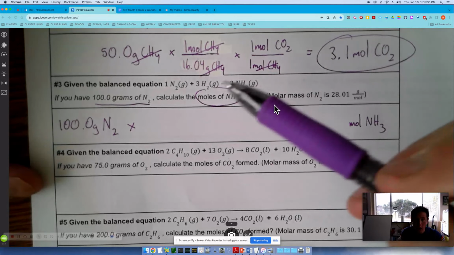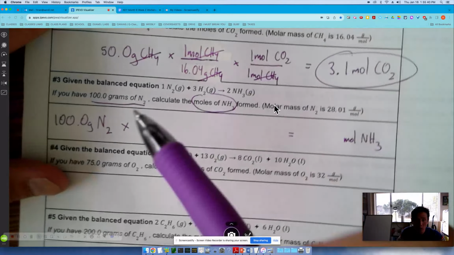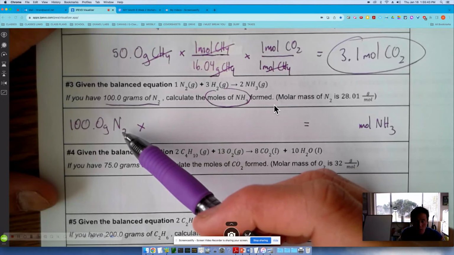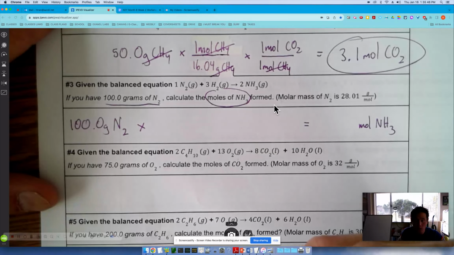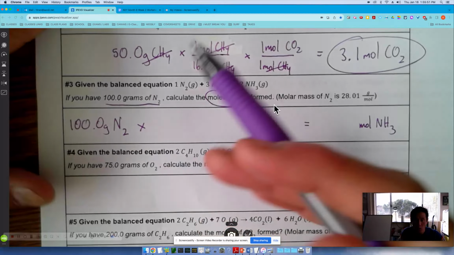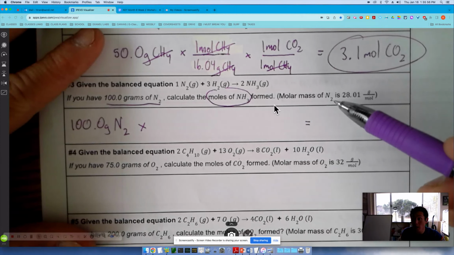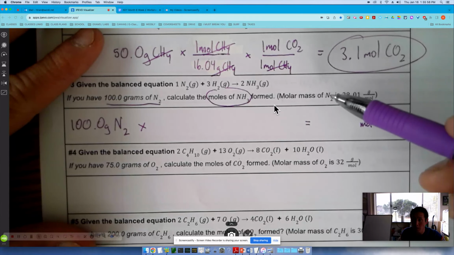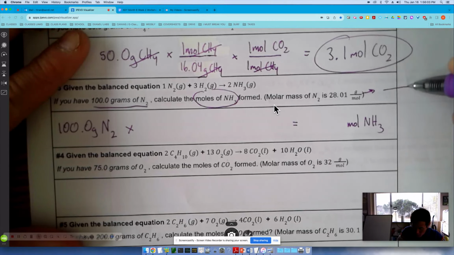We need to know how many moles of N2 we have first. So we don't have that right now. We have grams of N2. So we need to convert this into moles of N2, okay? I have 100 grams of N2. What's going to help me here? It's the molar mass of N2. Normally you would have to calculate that on your own with the periodic table, but it is given here, okay? The way you're supposed to read this is for every 1 mole of N2, that weighs 28.01 grams. And I would just specify that it's also N2.